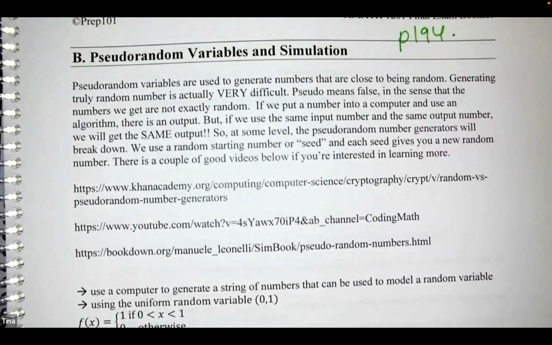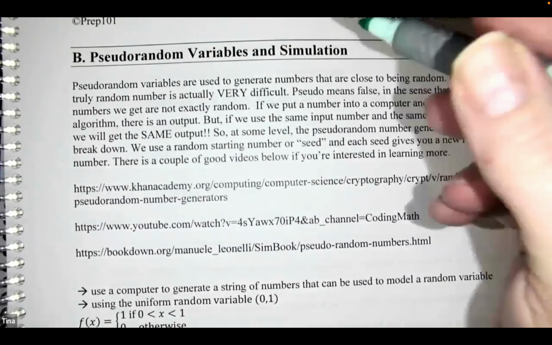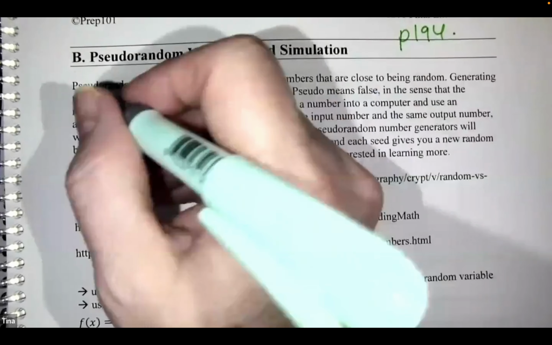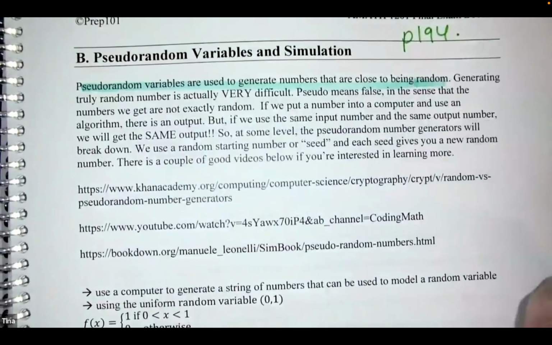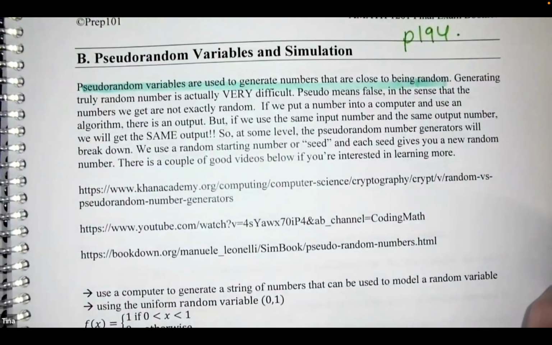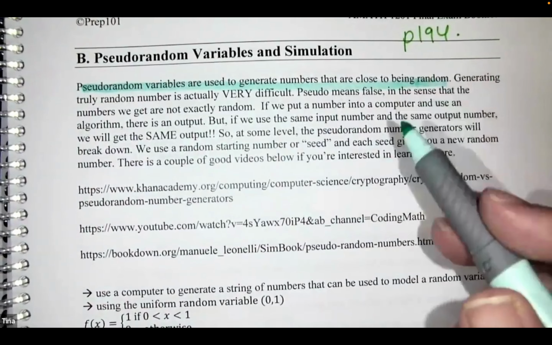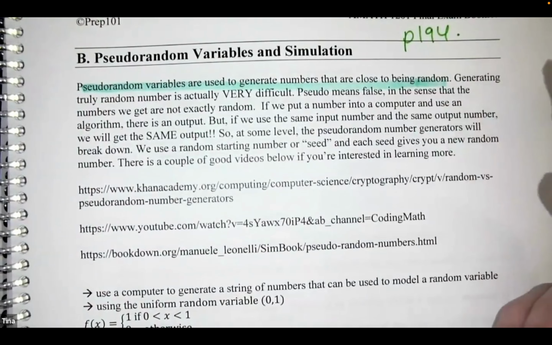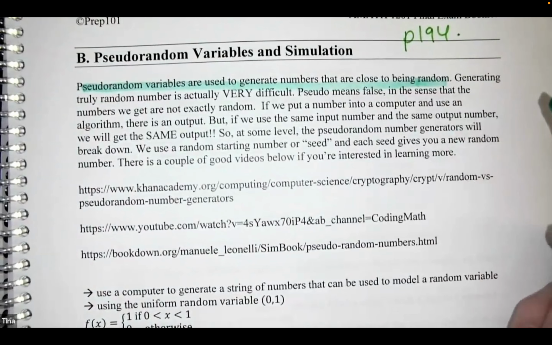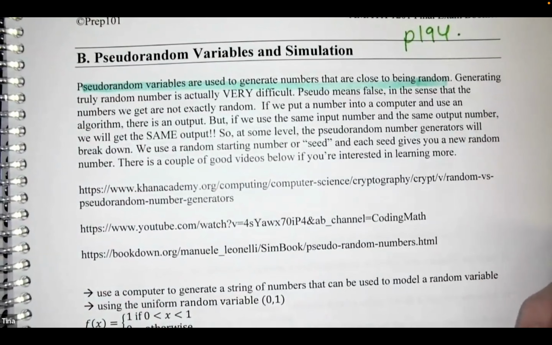So pseudo-random variables and simulation. Pseudo-random variables are used to generate numbers that are close to being random. So pseudo-random meaning not really exactly random. To generate truly random numbers is very difficult. So pseudo means false. In that sense, we're getting numbers that aren't really exactly random.